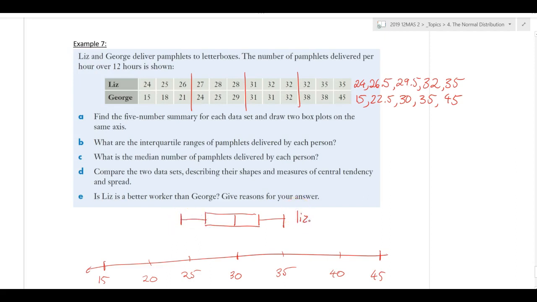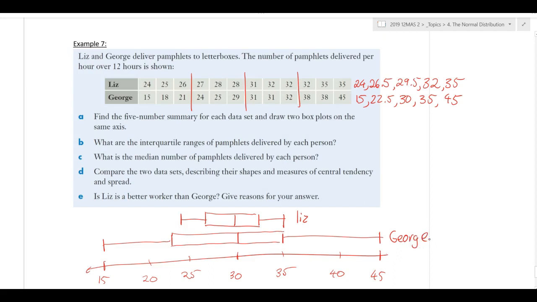Then we do the same thing for George, here at 15, at 22.5. Where is that? Down here. Then 30, 35, and 45. So, the spread of George's data is significantly more. That's the main observation I would make from this, I think.